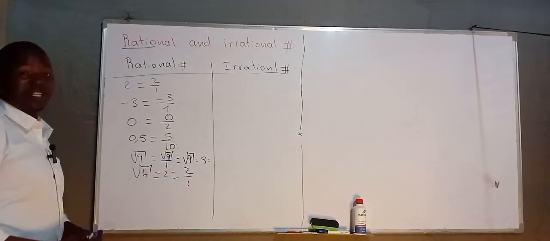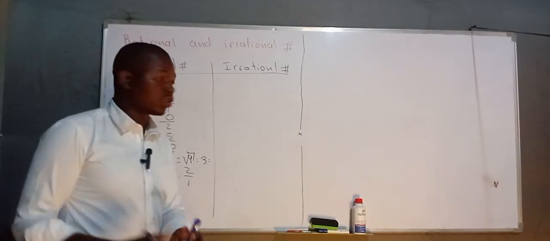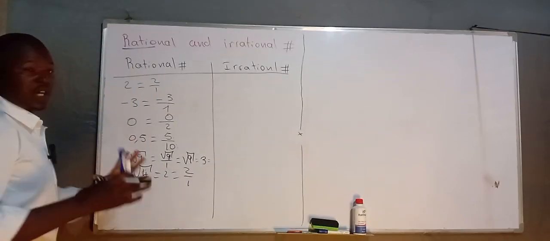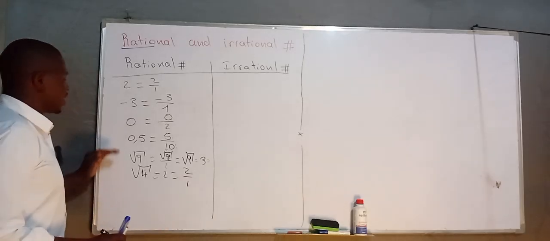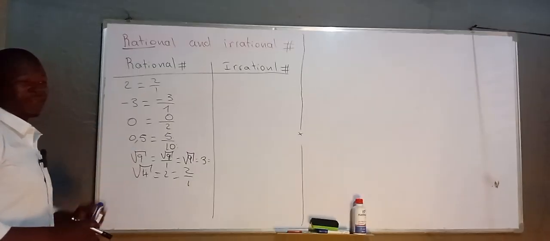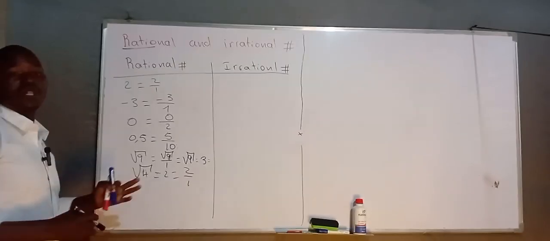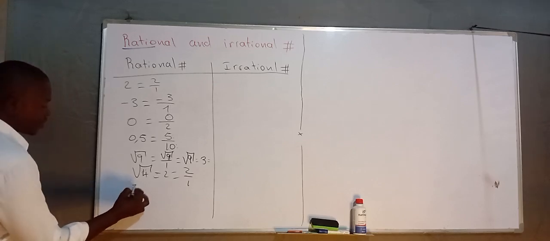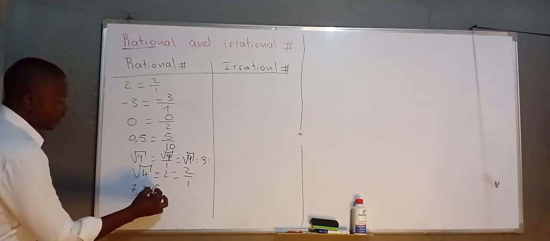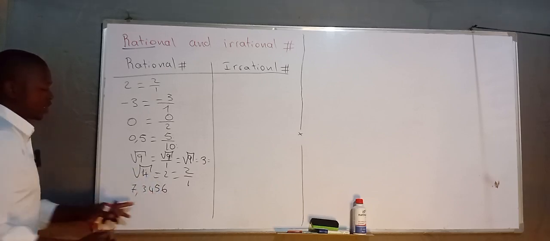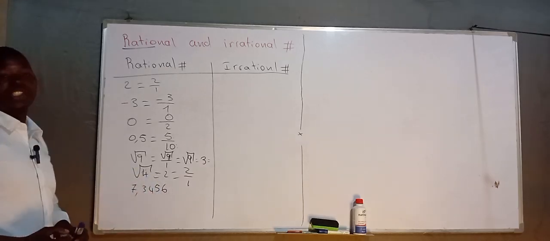So this is basically the definition of rational numbers. If a number is a whole number, then that number is a rational number. If a number is a decimal number but with an end, yes, it's also a rational number. Let's consider, for example, 7.3456, and then it stops here. Then this is a rational number.